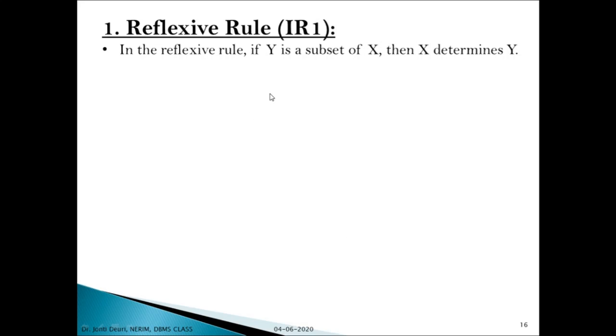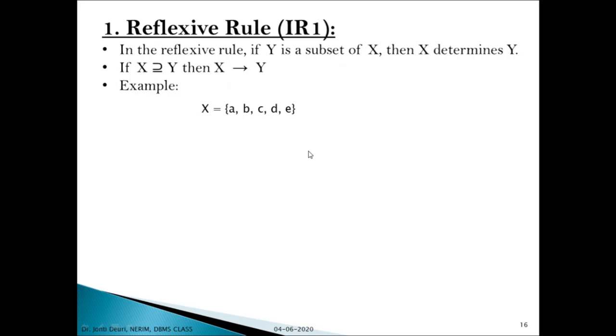In the reflexive rule, say we have one set, and another set is a subset of the previous set. If Y is a subset of X, that means from X we can determine Y. That means X is the superset, and this symbol is the superset symbol, right? X is the superset of Y, so we can say Y is the subset of X also, right? So if Y is a subset of X, then we can derive Y from X.